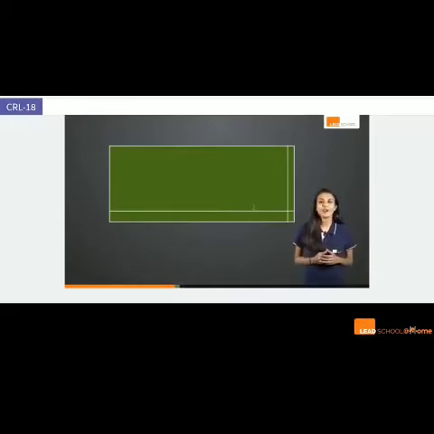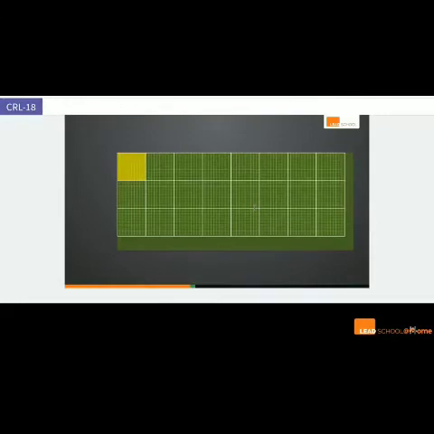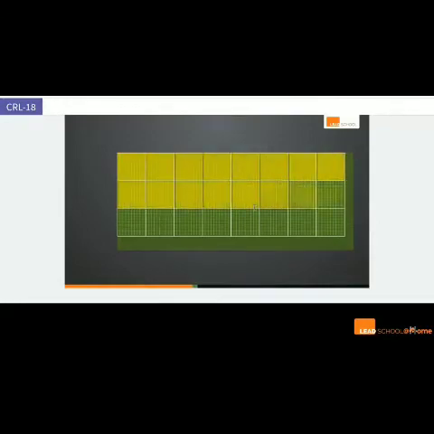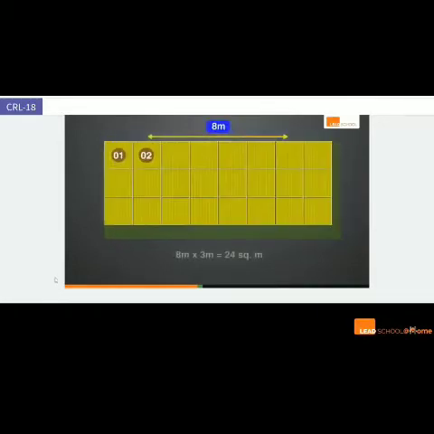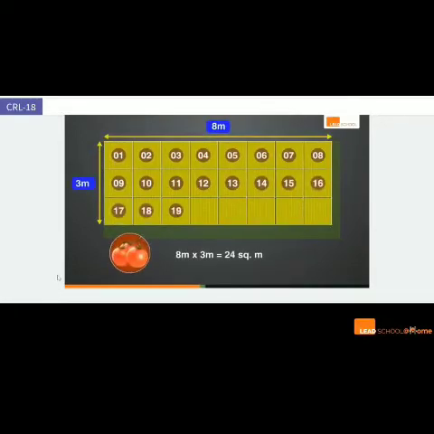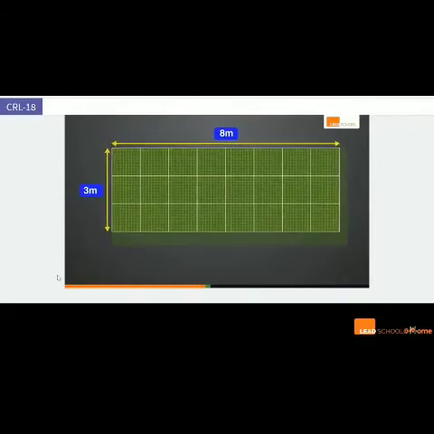Let us see how she marks it. Here, this part is 0.1 meter long. 10 of 0.1 meter parts become 1 meter. Here, each yellow box represents an area of 1 square meter. We can see that she will need 24 square meters for growing tomatoes. Here, the length and breadth of the land are expressed as whole numbers.